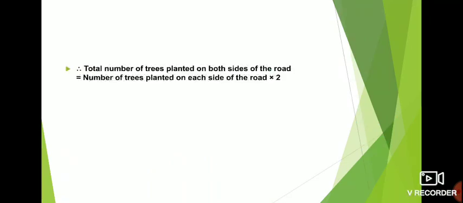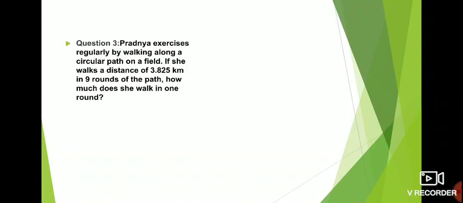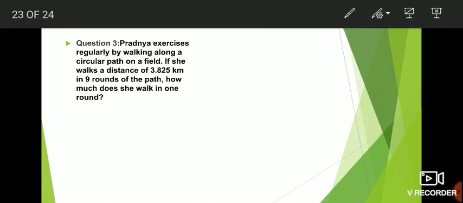Here we have to plant on both sides, students. On the two sides we have to plant, that is, total number of trees planted on both sides of the road is equal to number of trees planted on each side of the road into 2, that is 500 into 2 is equal to 1000 trees. Thus the number of trees planted on both sides of the road is 1000. Okay, now question number 3C, students. This is the last question.